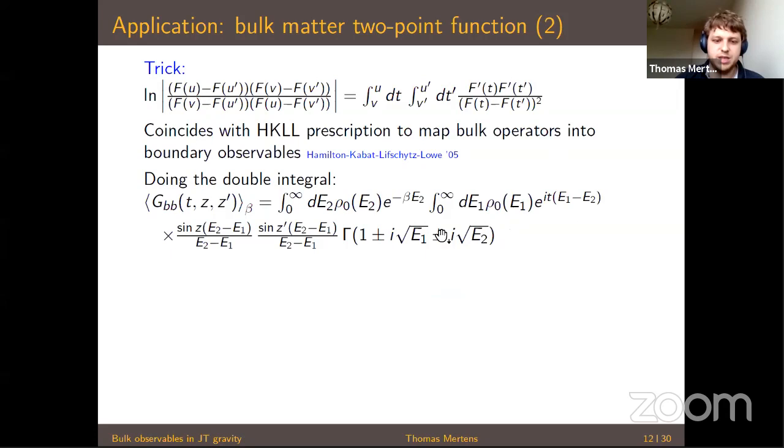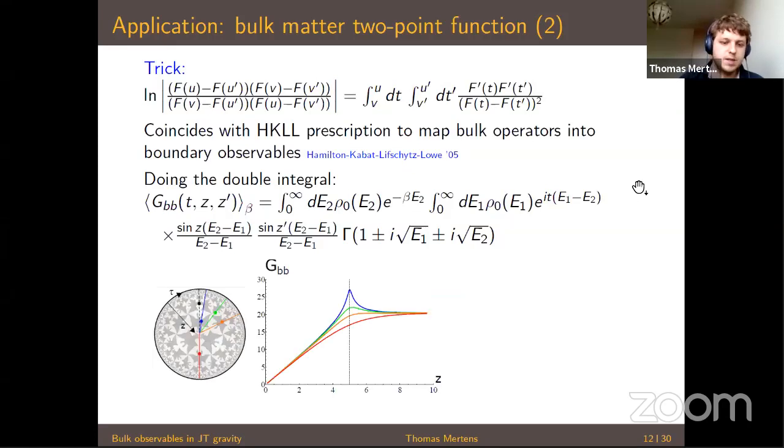It still has 2 E integrals, and then it has some oscillating dependence on both Z, Z prime, and the time difference between the 2 bulk points. Z and Z prime are the radial locations of the 2 bulk points. If you try to analyze what this looks like, it doesn't do anything too drastic.